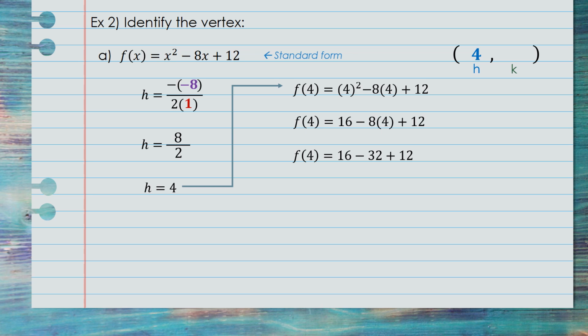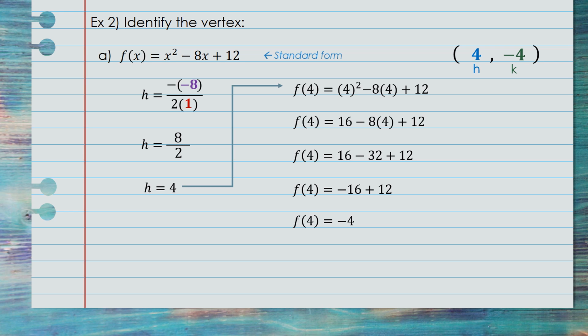Now we're ready for subtraction and addition in order from left to right. 16 minus 32 is negative 16. And then the last step, negative 16 plus 12, gives us negative 4. And since we found the result of plugging in a 4, that means we just found our k value. So for example A, our vertex is 4, negative 4.